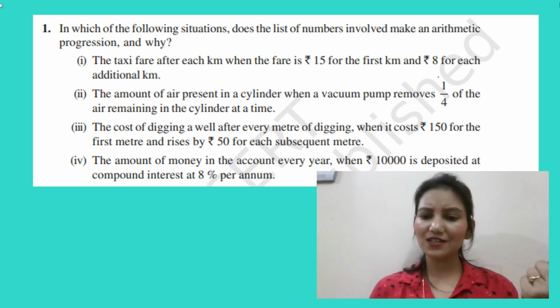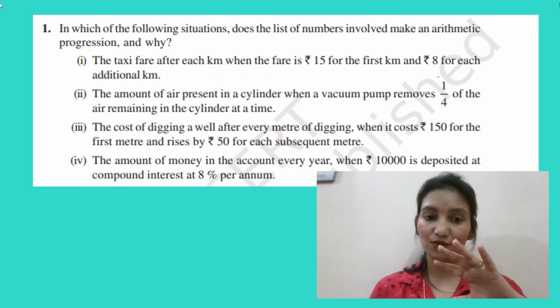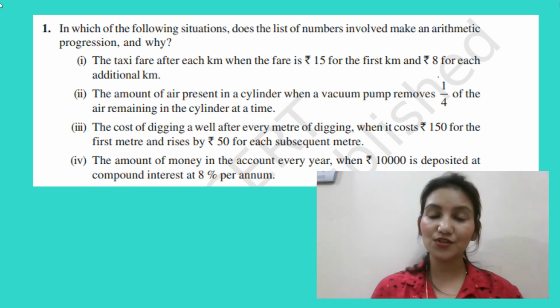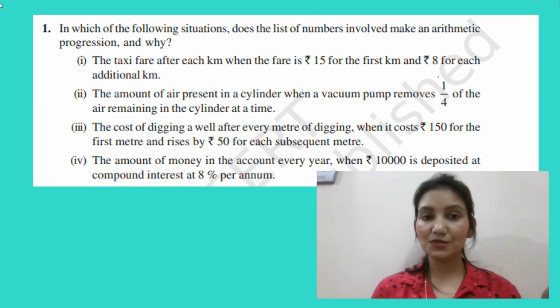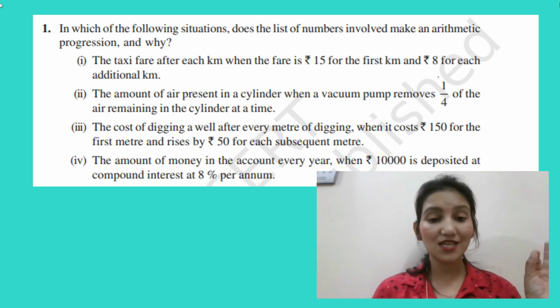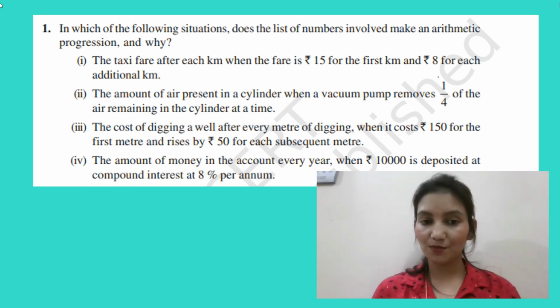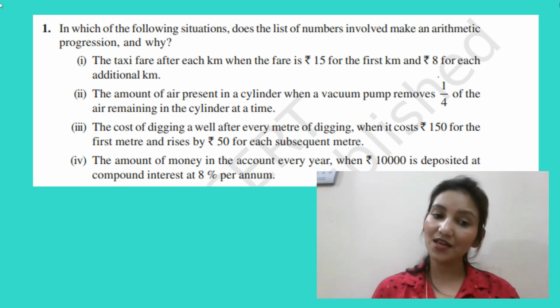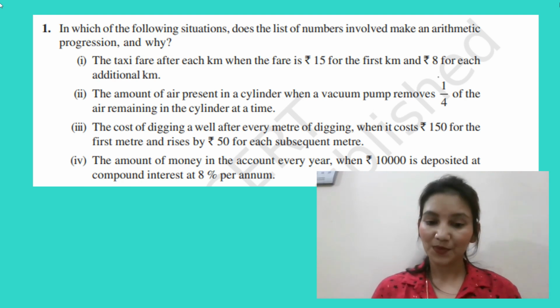So what is the basic condition to check whether a sequence of numbers is an AP or not? Definitely, if the difference between two consecutive terms is constant, that is, the same, then we'll say that it forms an AP. And if it is not the same, then we'll say it is not an AP, right? So let's check out all these parts one by one, and let's start with part 1 of this question.